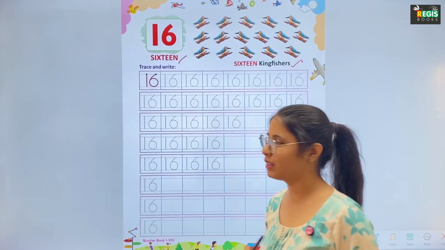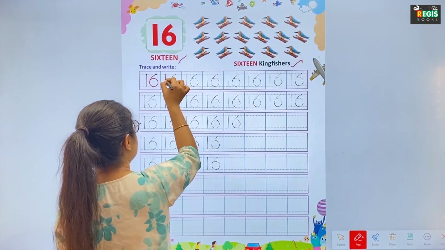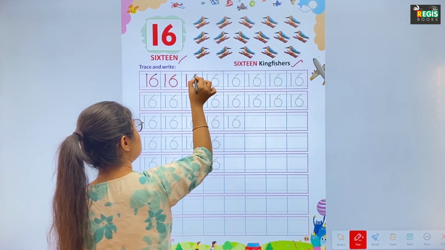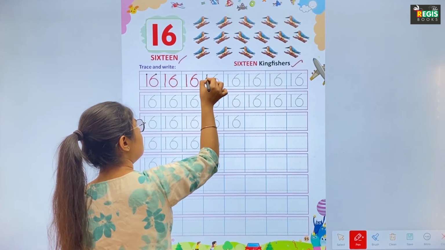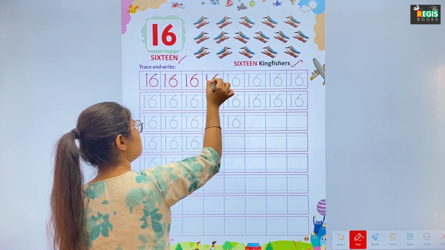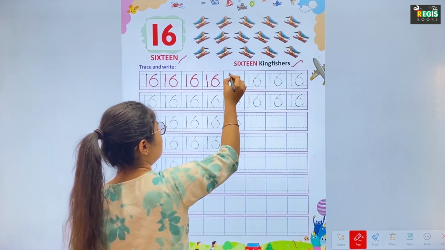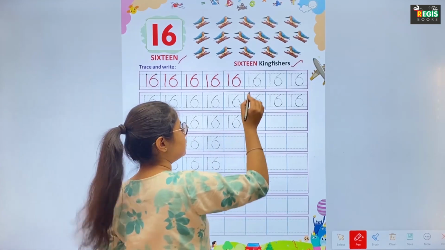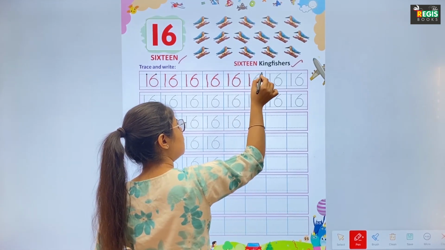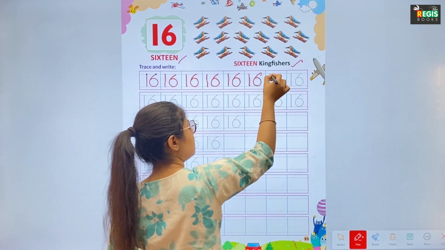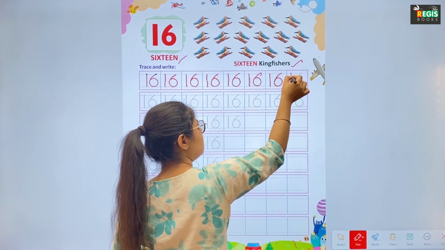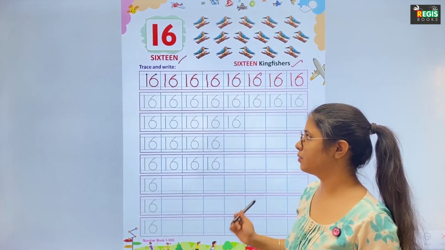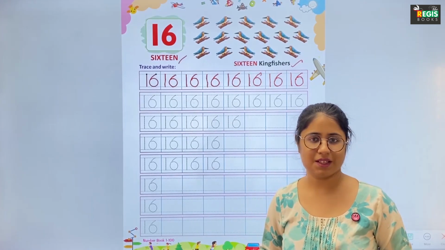Let's trace with me. First write the number 1 like this, then number 6. Trace these dots with me with your pencil. 1 6 16. So kids, similarly आप rest of the boxes में number 16 लिखकर practice करोगे.